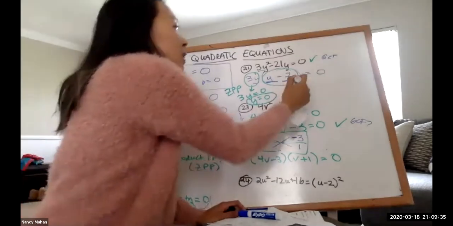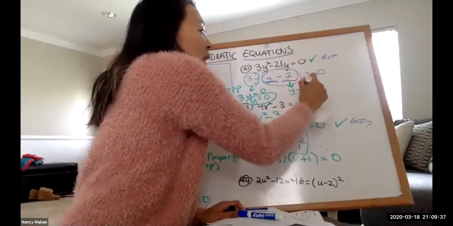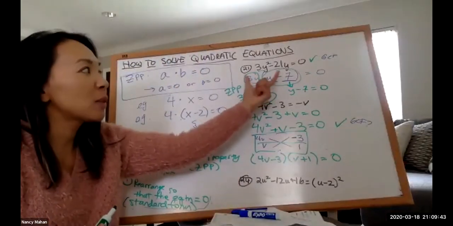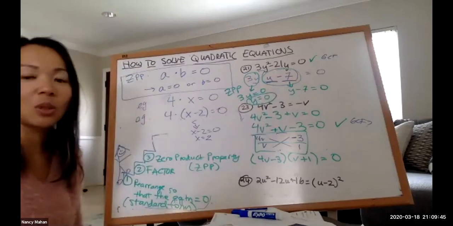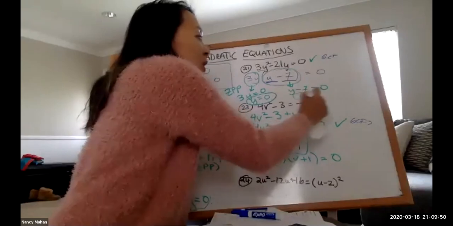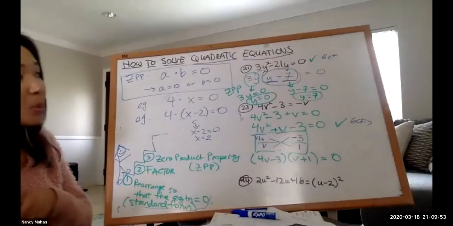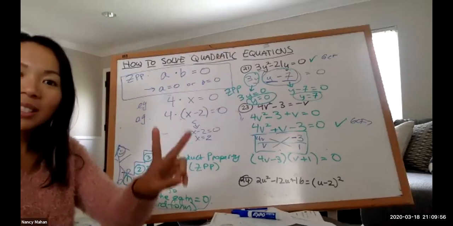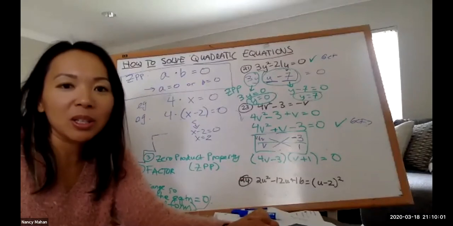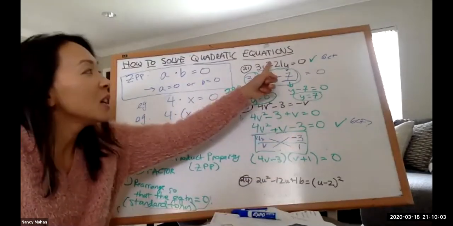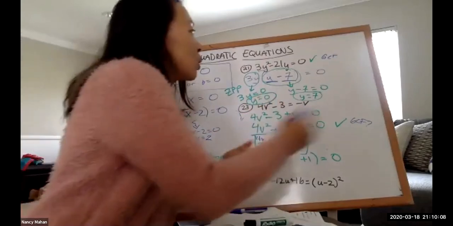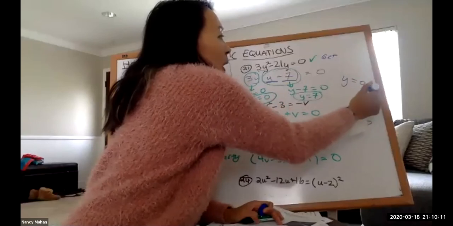For this one, if I use the zero product property, y minus 7 must equal 0, right? These factors must equal 0. One or both of them has to equal 0 in order to make that true. So y minus 7 is equal to 0. I add 7 on both sides, so y is equal to 7. Therefore, in this problem, you have two answers. In linear equations, you only had one answer, but in a quadratic equation, notice the highest exponent is 2. When the highest exponent is 2, you have two answers. So the answer is y is equal to 0 and y is equal to 7.